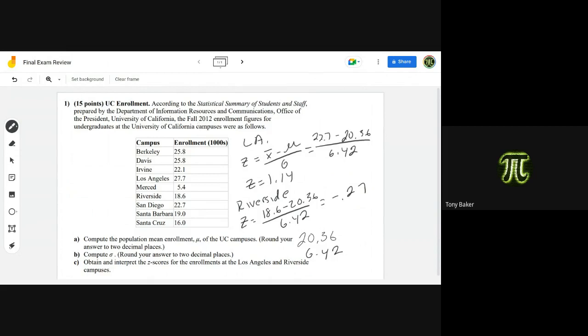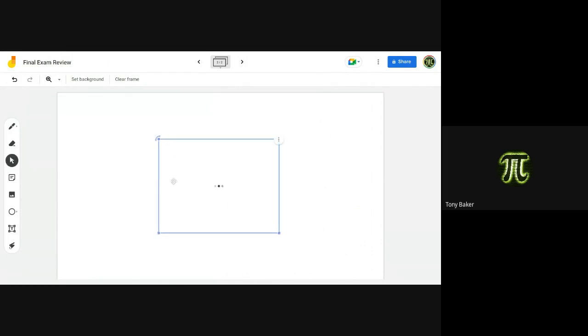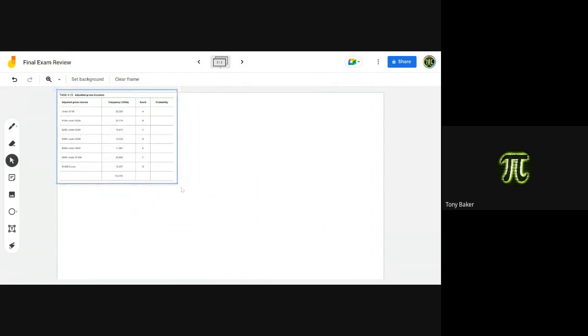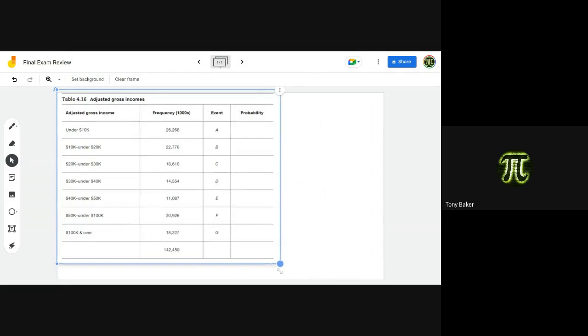All right, that's question one. I don't think that's overly complicated. Any other questions on question one before we go on to question two? So question two is the probability one.